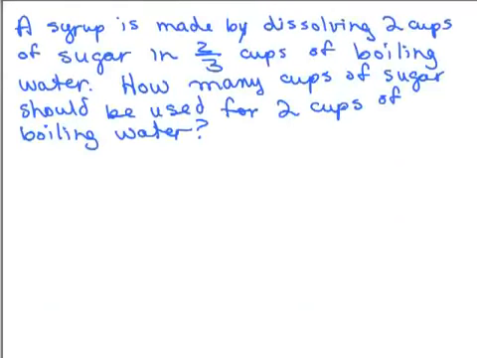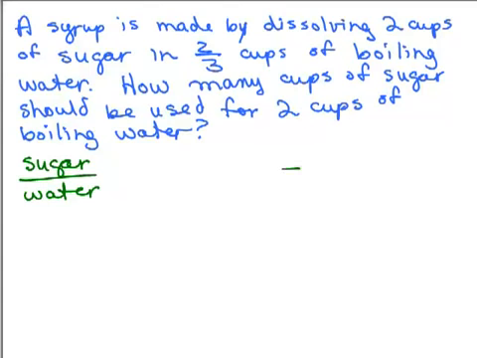Here's another problem. A syrup is made by dissolving 2 cups of sugar in 2/3 cups of boiling water. How many cups of sugar should be used for 2 cups of boiling water? Okay, so we need to decide what things we're talking about here. We're talking about sugar and boiling water. So you might say, all right, how about if I think of putting the sugar in the numerator and how much water is in the denominator, and I want to set up a proportion.